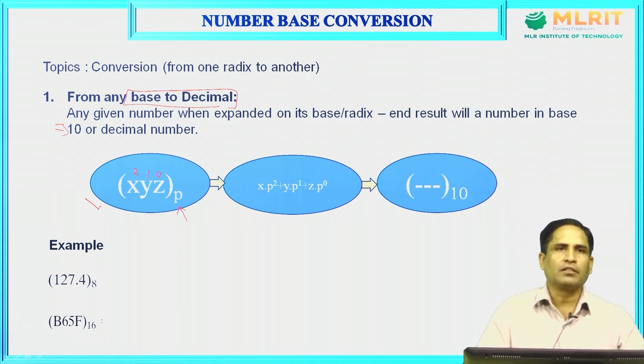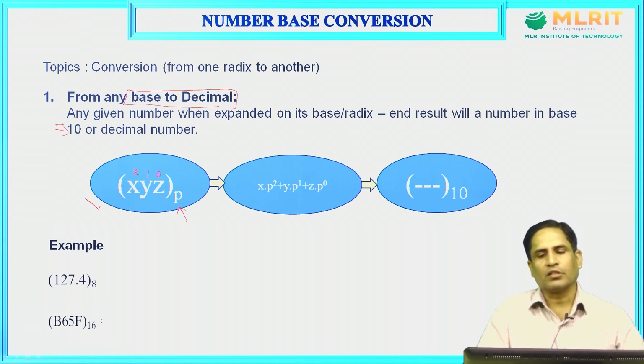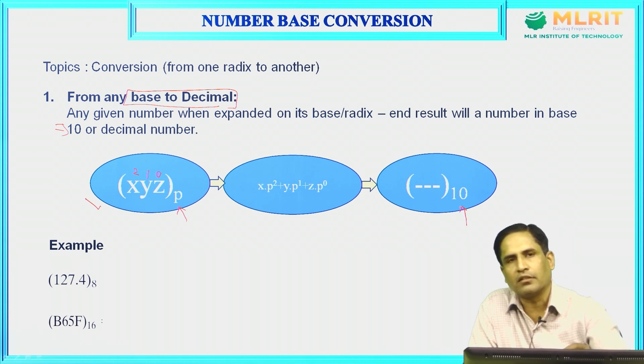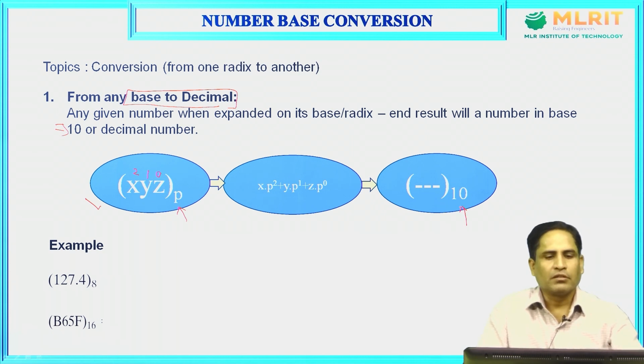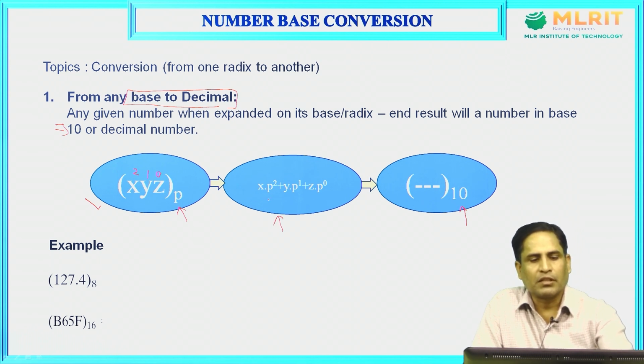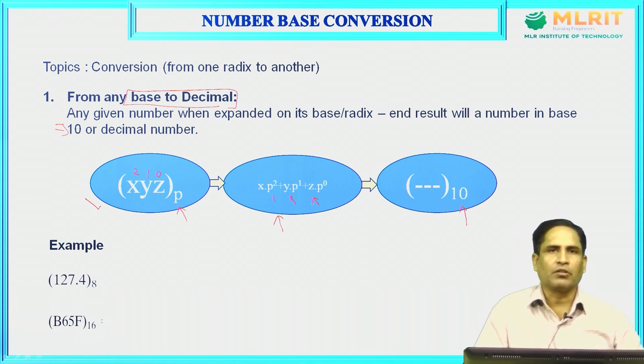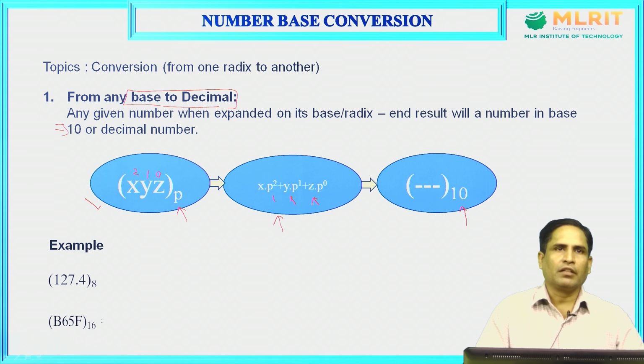When I expand this xyz on the given base p, the number automatically converts into the decimal number system. That means the end result will be in decimal. This is how it is expanded: x multiplied by p power 2 plus y multiplied by p power 1 plus z multiplied by p power 0, and the end result will be the answer in the decimal number system. So the one-line rule is: when we want to convert a number from its given base to decimal, we just expand the number on its given base, and the resultant number will be in the decimal number system.